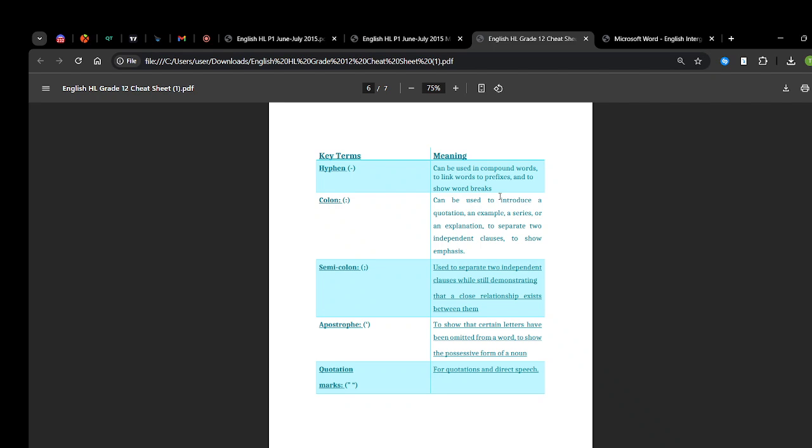You check. And then a colon, what we have here, those two dots. The colon can be used to introduce a quotation, an example, a series, or an explanation, to separate two independent clauses, to show emphasis. It can also be used to list things. You understand? So that's what a colon is used for.